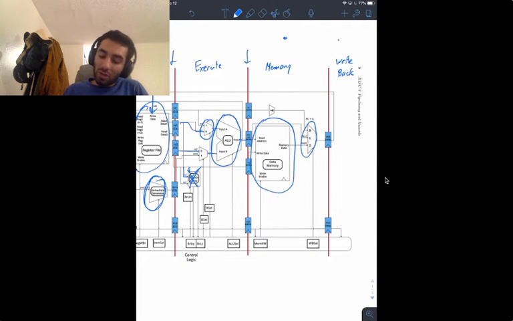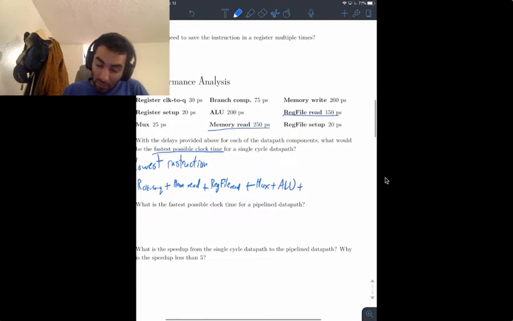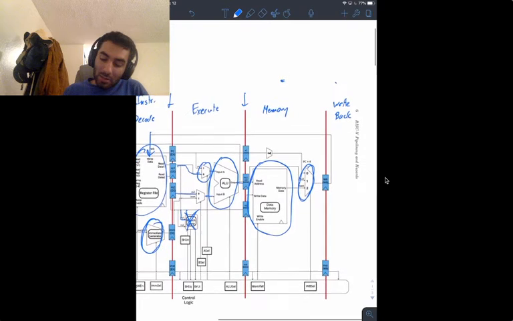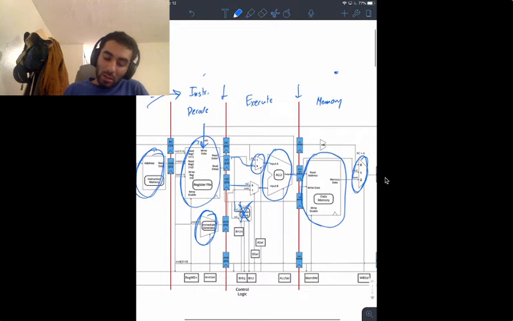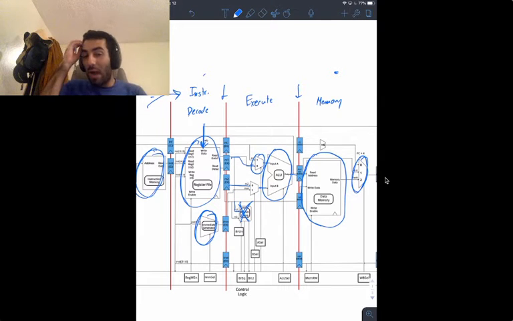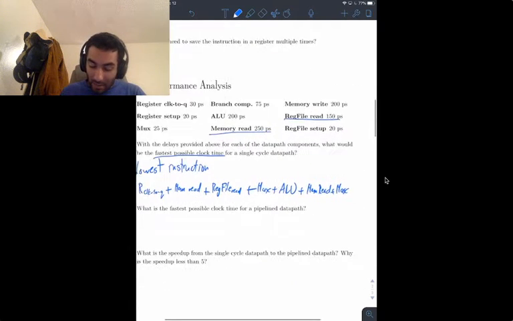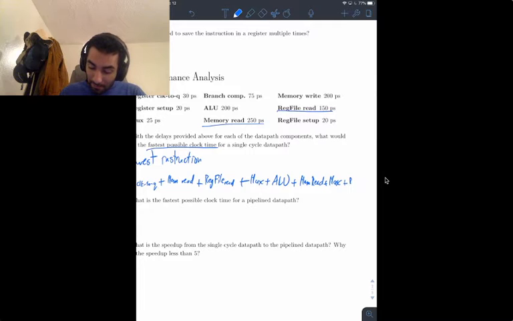Now we're in the memory stage. Since it's a load word instruction, we want to go to data memory and do a memory read, and then plus this mux right here. So memory read plus another mux. The last thing we need to do is write back the value to the register file, which is actually just an abstraction for 32 registers. Whenever we want to write to a register, what do we need to wait for? The setup time. So the last thing added here is the register setup time.